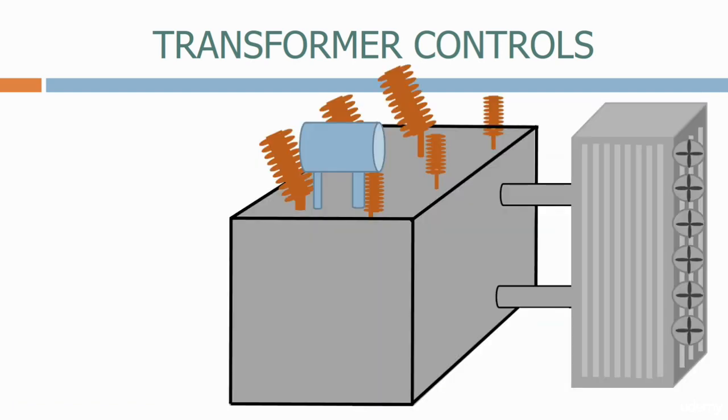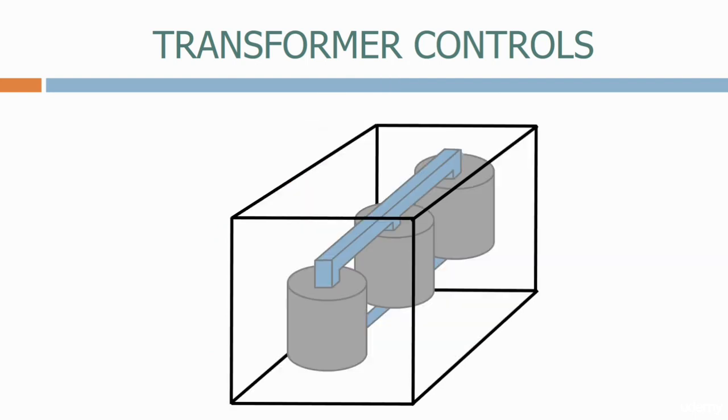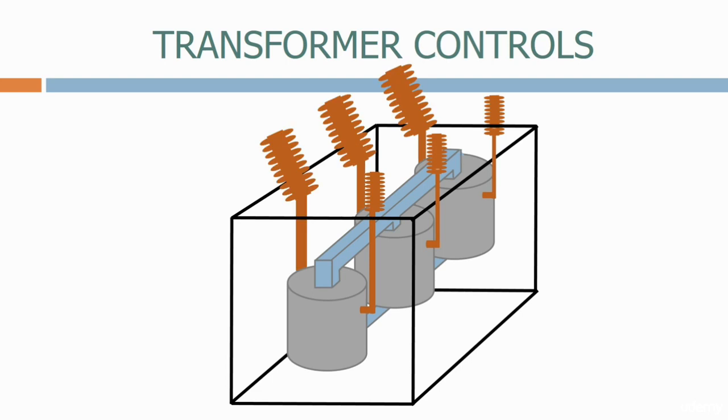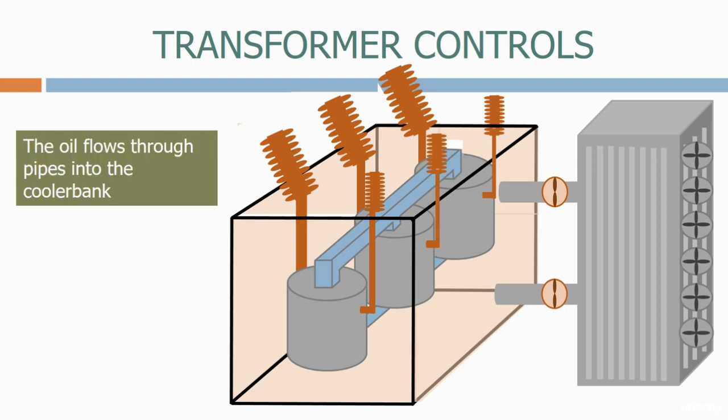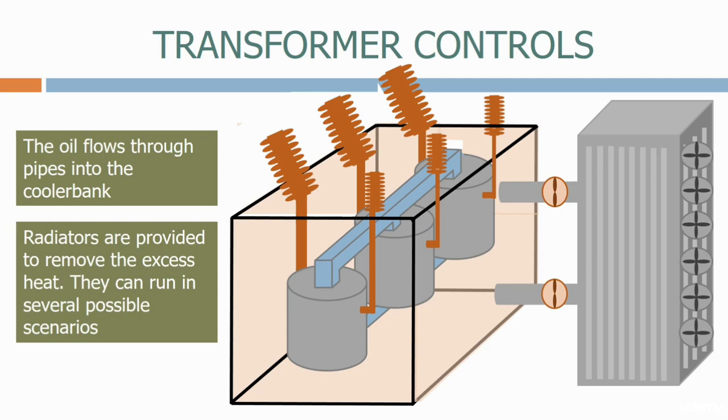Here's our transmission level transformer from before, with a tank and an external cooler bank. Let's look inside the transformer. Here we have the core and windings. We then have the low voltage bushings and the high voltage bushings. We have the mineral oil. The oil flows through pipes into the cooler bank. Radiators are provided to remove the excess heat. They can run in several possible scenarios.